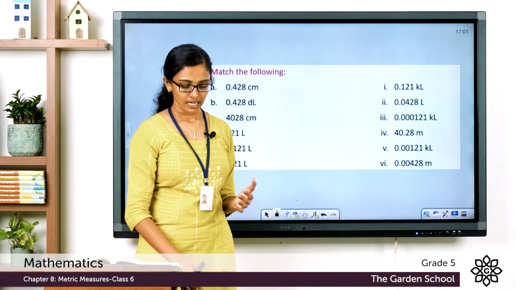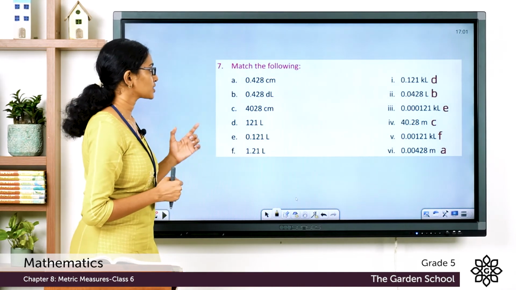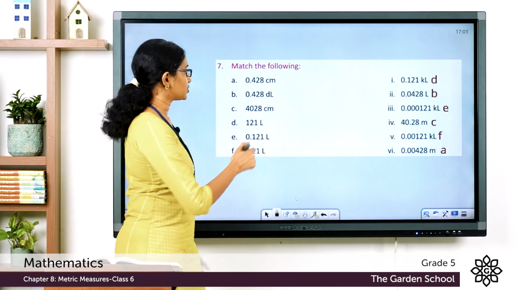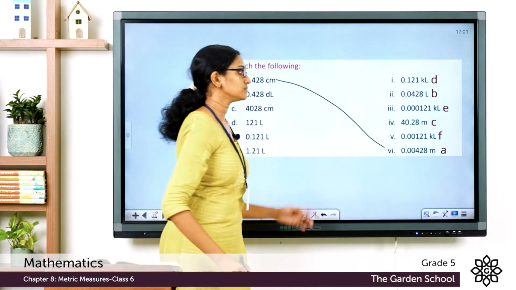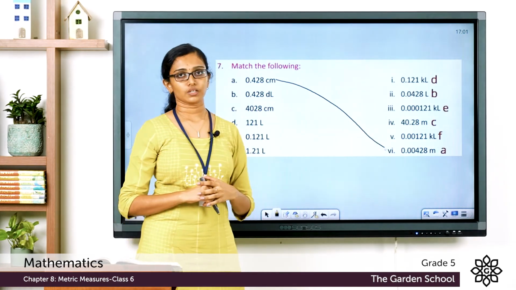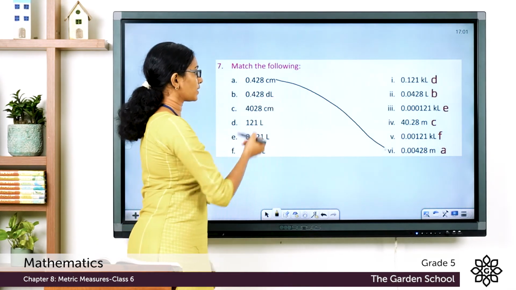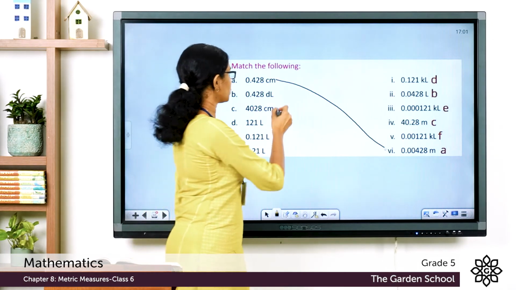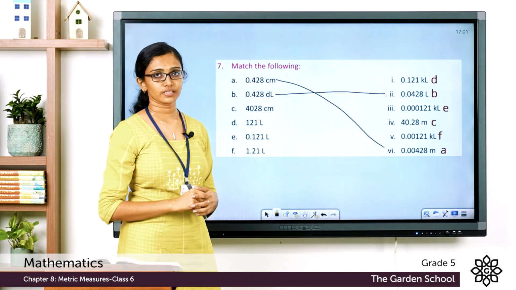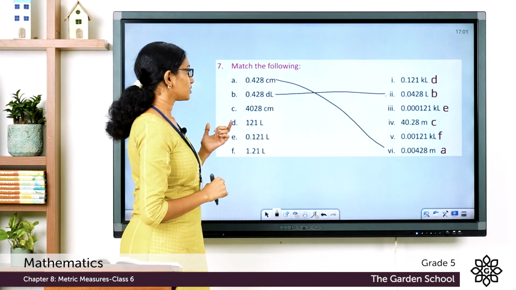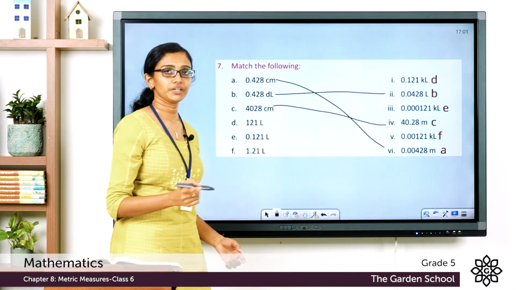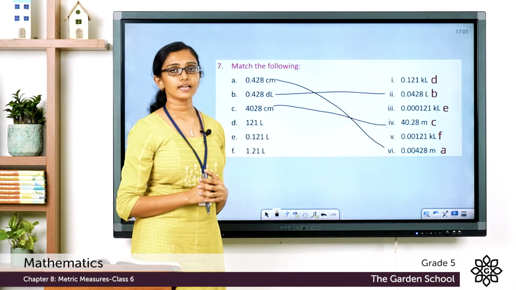Hope you are done with that question. Now let's see the correct matches. The first question, 0.428 centimeter. 0.428 centimeter is equal to 0.00428 meters. You have converted centimeters to meters. The second one, 0.428 deciliters, and that is equal to 0.0428 liters. Now, question C, 4028 centimeter. It is equal to 40.28 meters. Conversion between centimeter and meter.